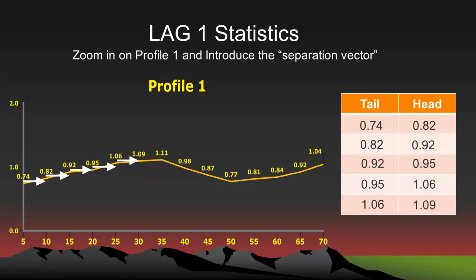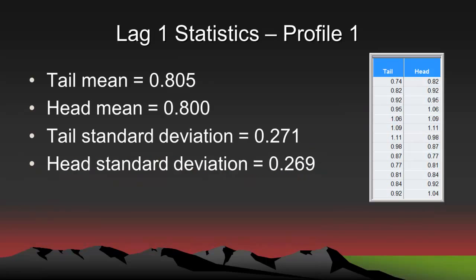So we can keep moving this vector across and pairing samples that are separated by 5 meters, and in this case, to the east. So we have these two columns of data that we have generated from our one profile, and we will develop something that we call lag 1 statistics from stream profile 1.